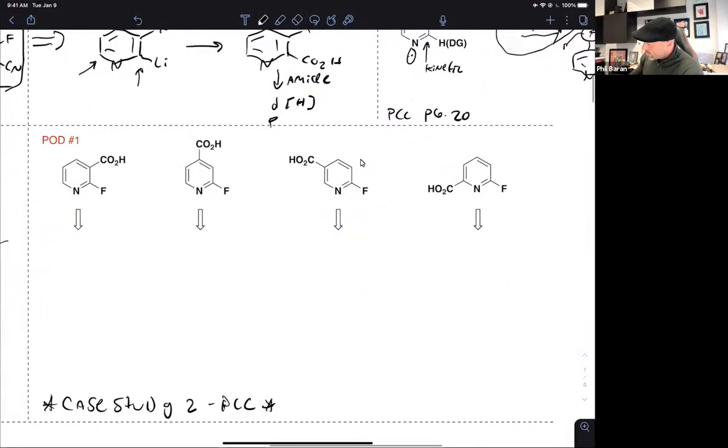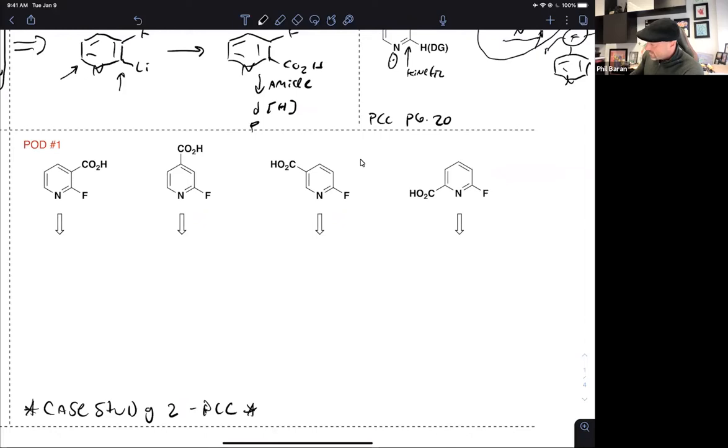So for problem of the day number one, we need somebody to identify a unified starting material that can give us every isomer of that acid. I mean, think about how powerful that is, to be able to start with one starting material and access all four isomers of this compound. Let's see if there are any volunteers to take this one. If not, I'll just call on someone.